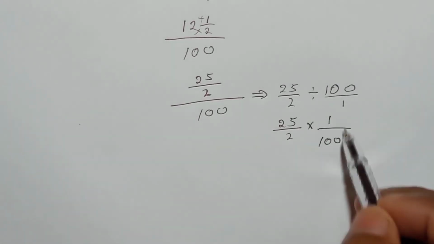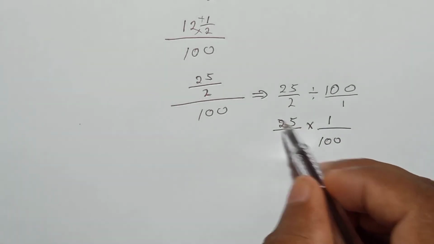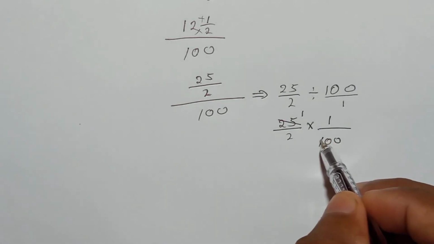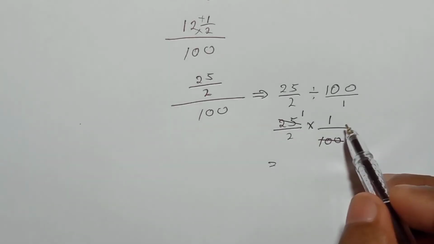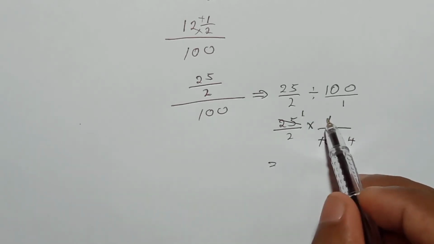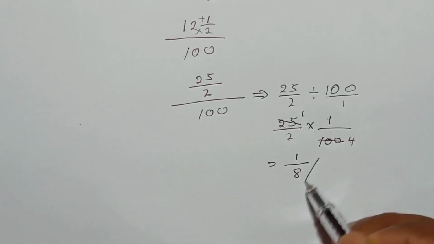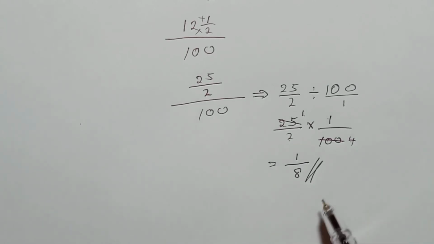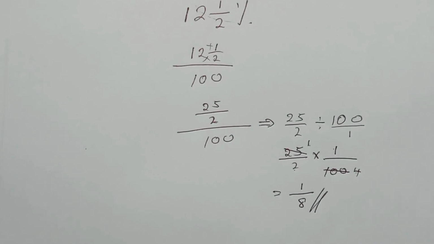Now you can simplify here. Now 25 and 100 you can cut. How many 25 are there in 25? 1. How many 25 are there in 100? It is 4. So then after that you can't simplify, so 1 into 1 is 1, 2 into 4 is 8. So this is the answer, the simplified form of this one. Simplified form is this, right? That's the thing. It's a very basic question.